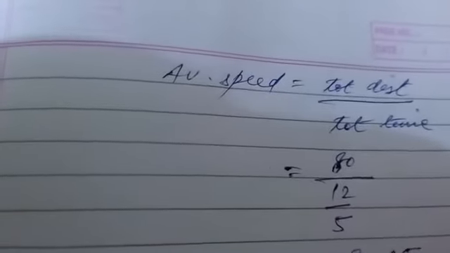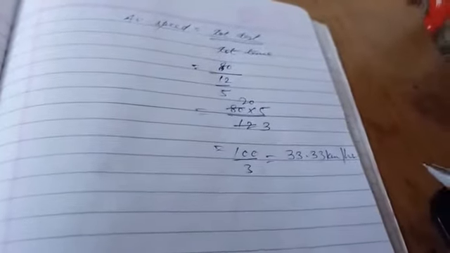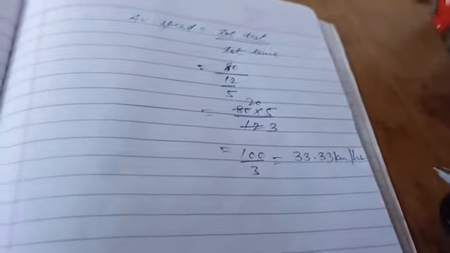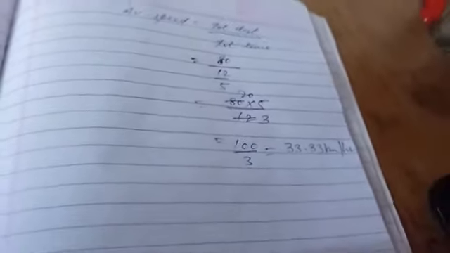अब इसको सिंप्लीफाई करेंगे तो it will become 80 into 5 upon 12. So 4 3s are 4 20s are. So it becomes 100 upon 3, and if we simplify it, we'll get 33.33 kilometer per hour. Is it clear? You can see it. Okay. Now the next question. Now see this question.